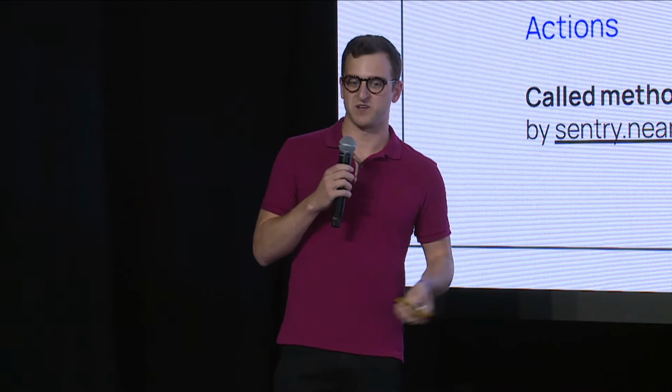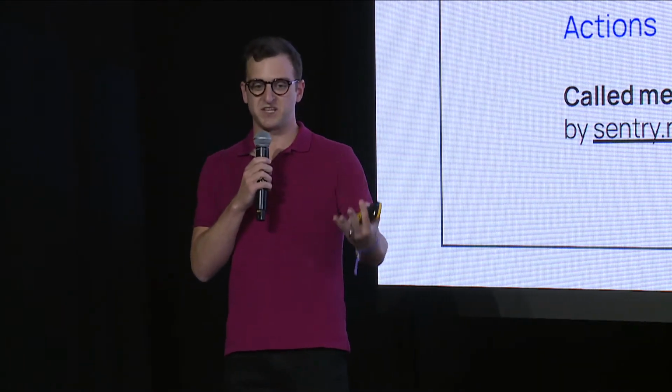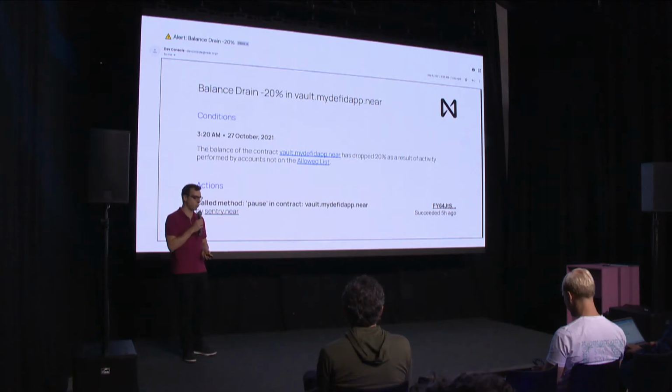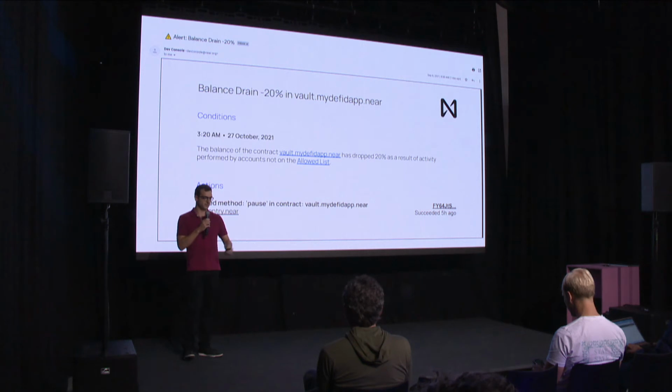So here's an example of what one of those email reports might look like. You can see here we're telling you which actual alert was triggered, when it happened. We've got some helpful links there that can go to the Explorer, or in that case, help you view your allowed list right away. And then finally, we show the actual actions that were triggered along with that transaction. Once again, you can get to the Explorer really quickly and see exactly what happened there.